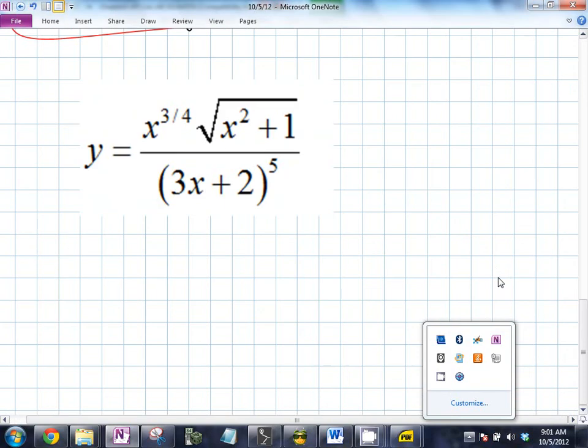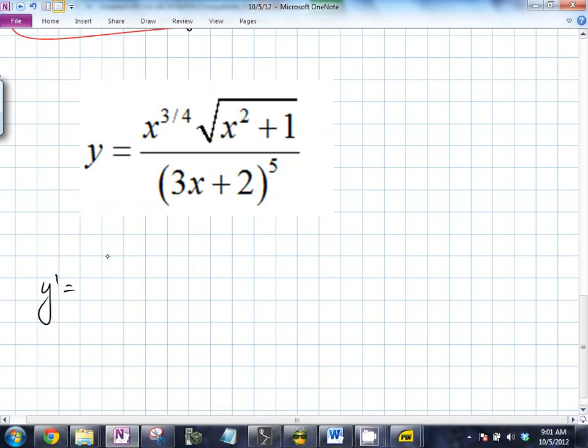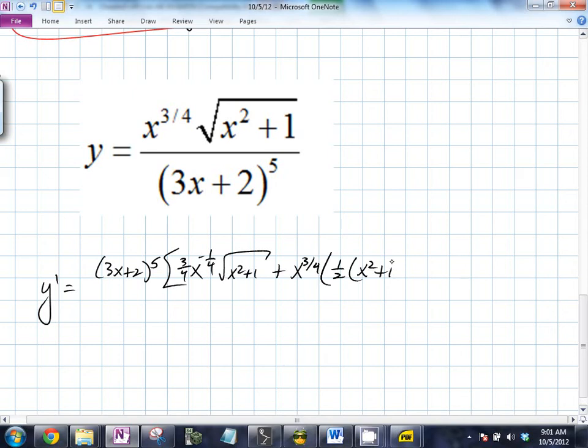That's true. So you would say y prime is equal to low, right? So what's the low function? 3x plus 2 to the 5th, the low, times the derivative of the high function. But to do the derivative of the high function, what do you need to use? Product. So the derivative of the first is going to be, what is it? 3/4 x to the negative 1/4 times the square root of x squared plus 1 plus x to the 3/4 times the derivative of that second one, which is 1/2 times x squared plus 1 to the negative 1/2 times 2x.